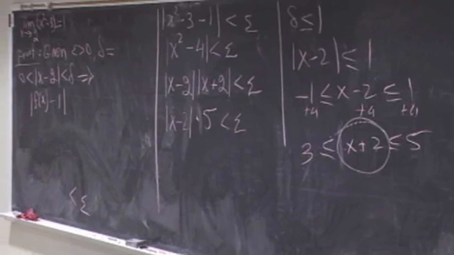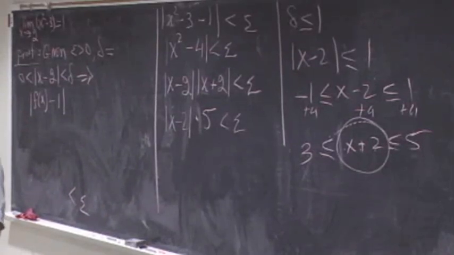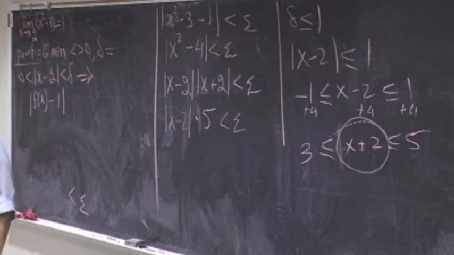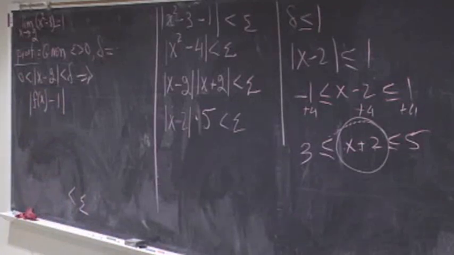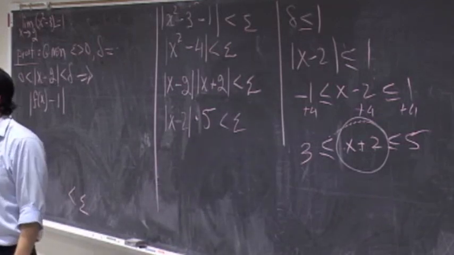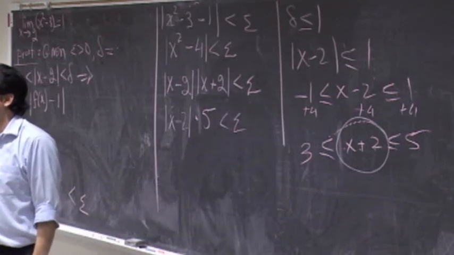I was told in my last class that you want to pick the smallest value for delta. Is that correct? That's not necessarily true. You don't need the smallest value for delta. You need a delta that works. So you could be more on one side than on the other side.